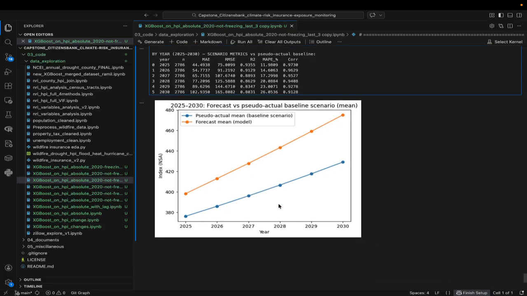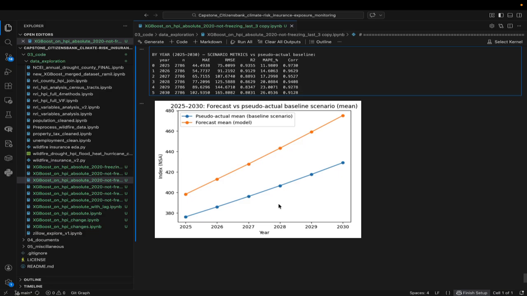Based on this analysis, the big takeaway is the best practice isn't just building a powerful model, it's building a forecast you can defend. So I used time-safe validation, interpretable hazard scores, and scenario-based forecasting so the output is transparent, explainable, and usable for monitoring risk even under uncertainty.